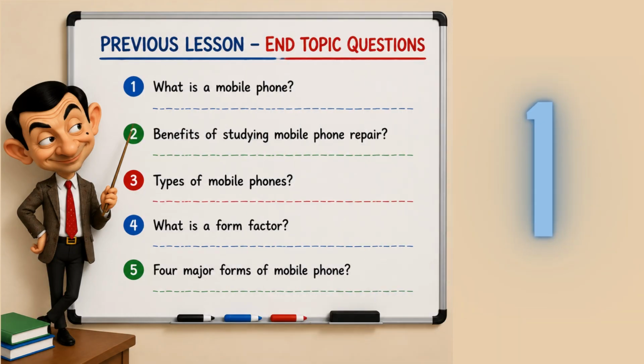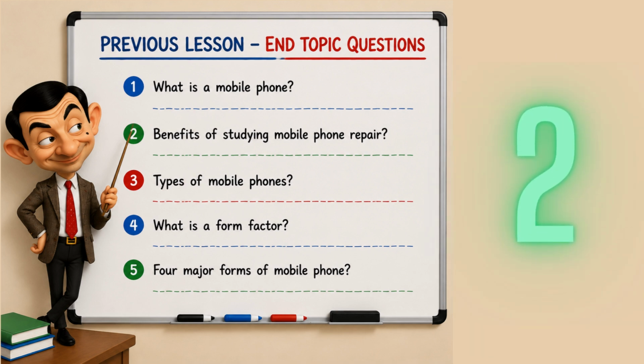Question 1. What is a mobile phone? Answer. A mobile phone is a handheld electronic device that allows users to make and receive calls, send messages, access the internet, and perform many other communication and computing functions while moving from one location to another.